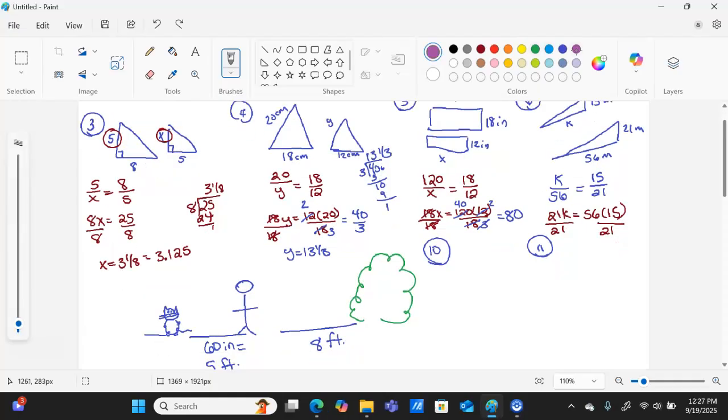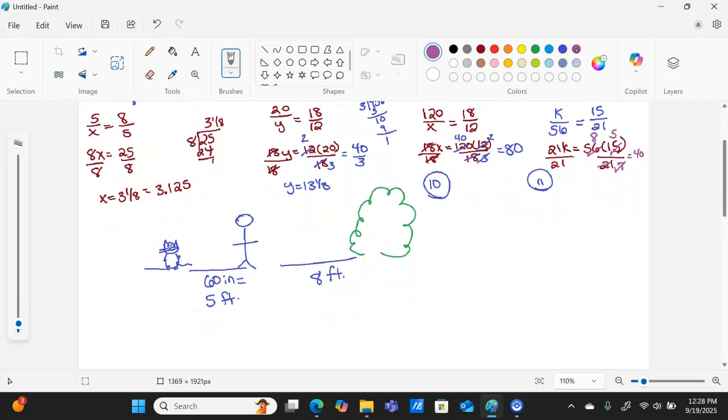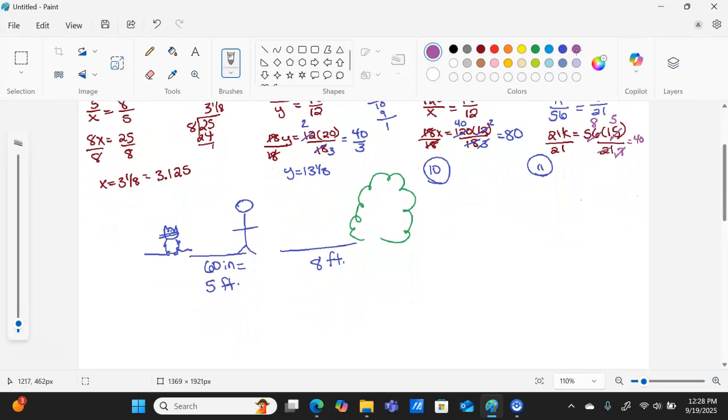So when I divide both sides by 21, that's divisible by 3, gives me a 7. That's divisible by 3 and gives me a 5. But 7 will also go into 56 and give me an 8. So I end up with 8 times 5. So reducing those fractions kept me from having to do multiplication and long division.